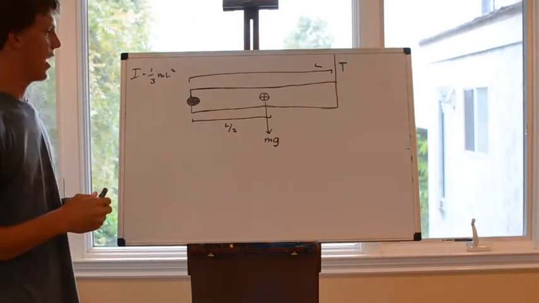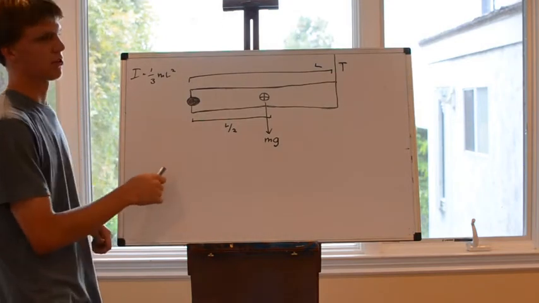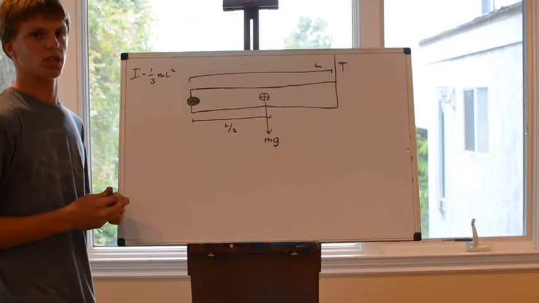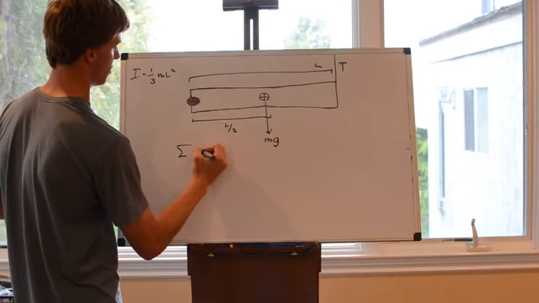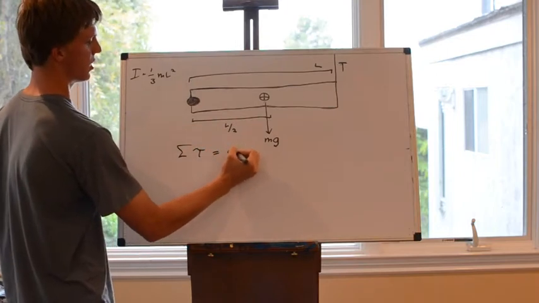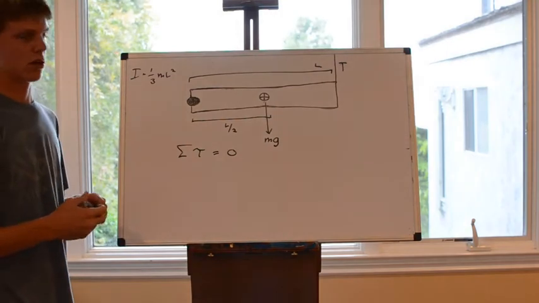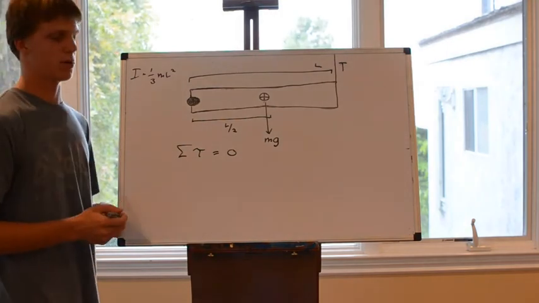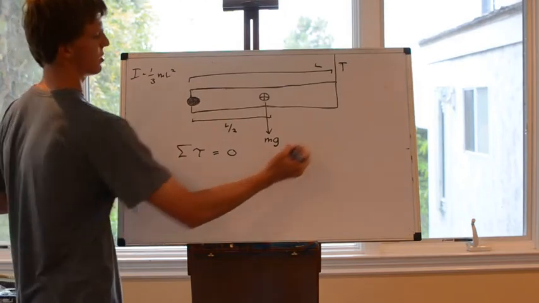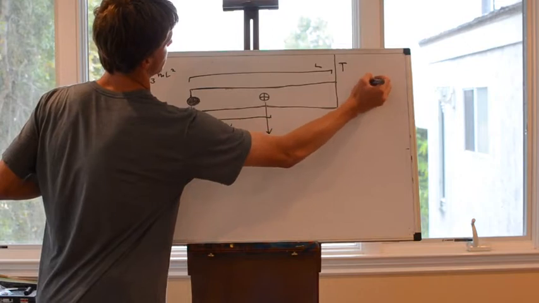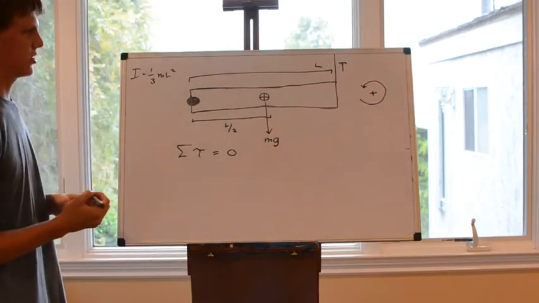Now, knowing that this rod is in static equilibrium, it's not moving in either direction, therefore the sum of the torques is 0. So we'll start with the sum of the torques equals 0. But we also have to establish our rotation, or which way we're going to be rotating our object if it is to rotate. So let's just say we'll set this rod as positive rotation counterclockwise in this direction.